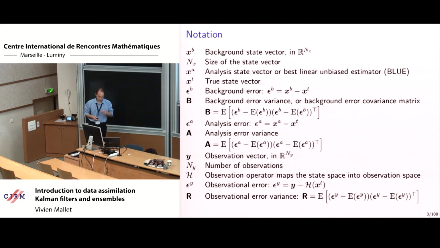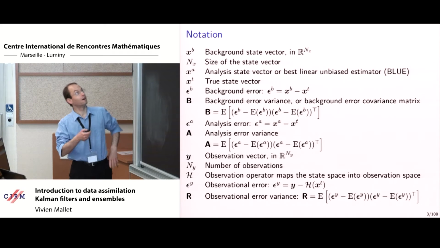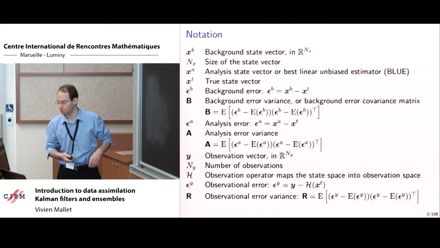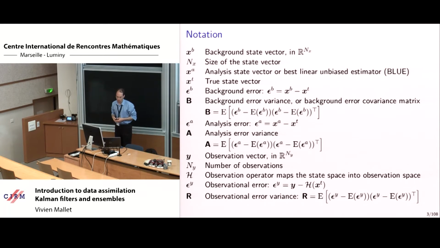All right, so first I put back the same notation, or essentially the same notation as this morning, so we make sure you won't be lost. So we still have this state vector, which is going to be x. It can be xb for the background. It's going also to be sometimes xf, as you saw, I think this morning. F for forecast.